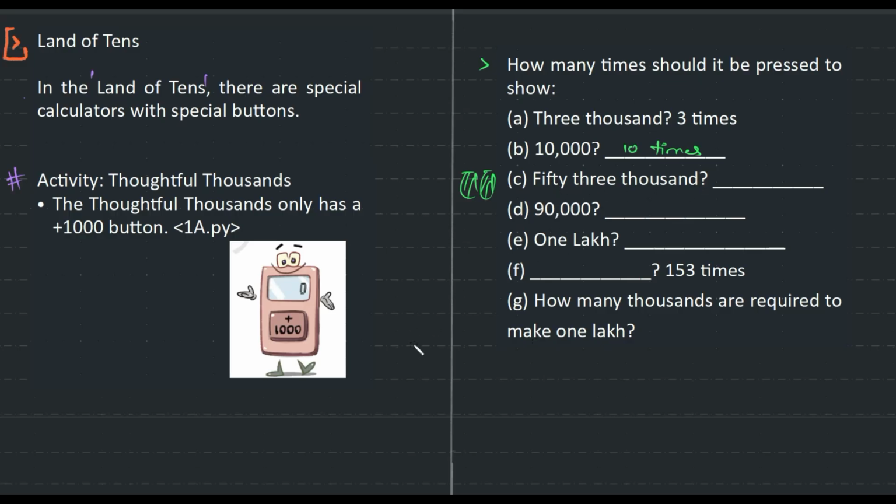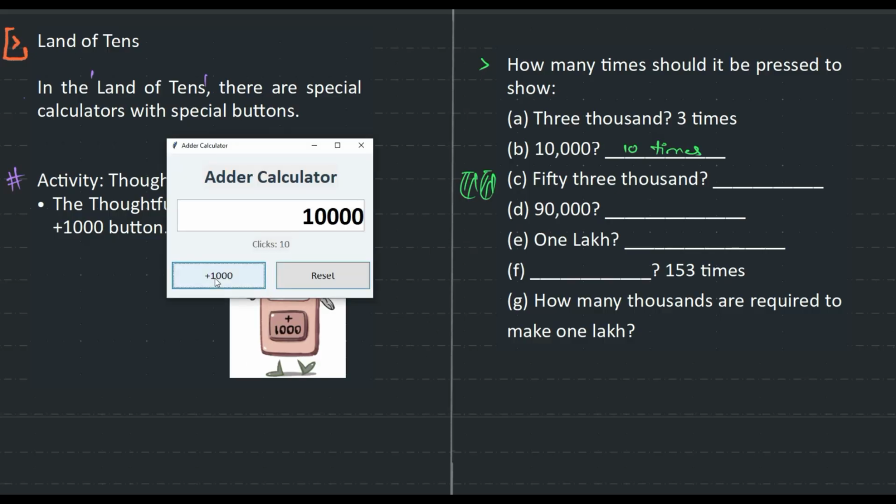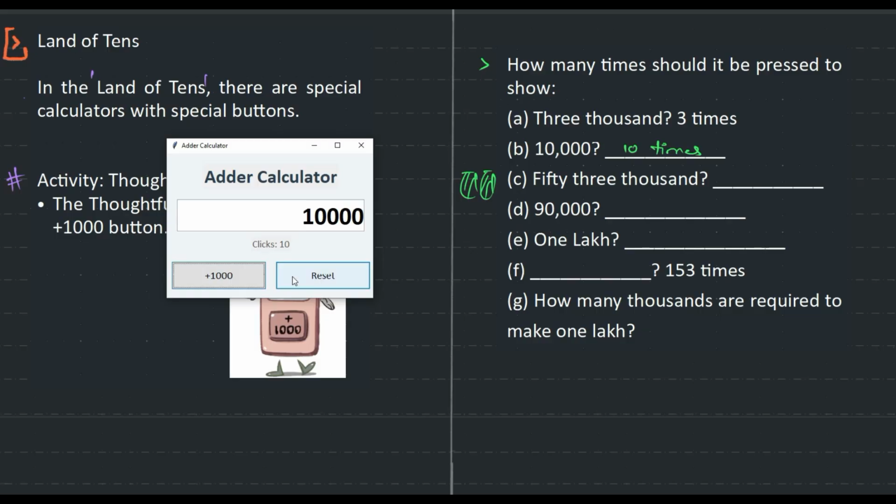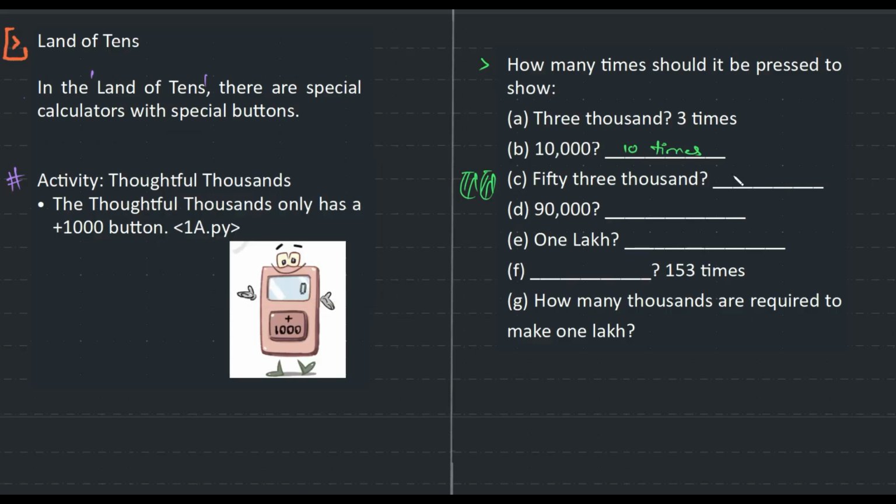53,000. How many times should I click the button so that Mr. 1000 or Mr. Thoughtful 1000 reaches or shows or displays the value of 53,000? How many times? Yes, 53 times. Does it make sense?